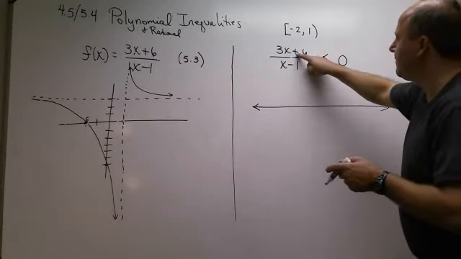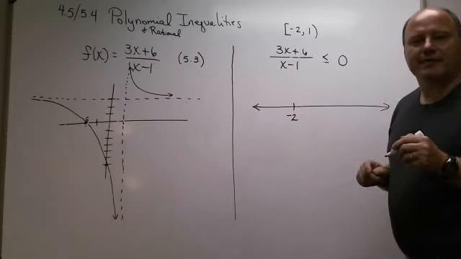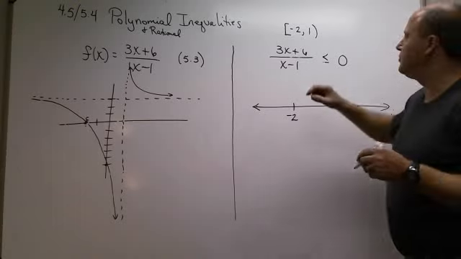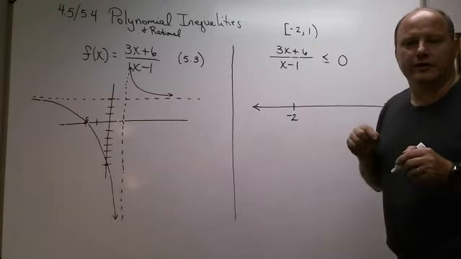So the x-intercept is -2 on top. The difference is I also have to find vertical asymptotes. So basically what you're doing is setting the top equal to 0 and the bottom equal to 0, and locating those points on your number line.